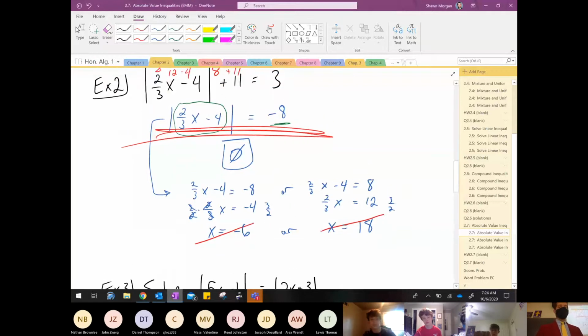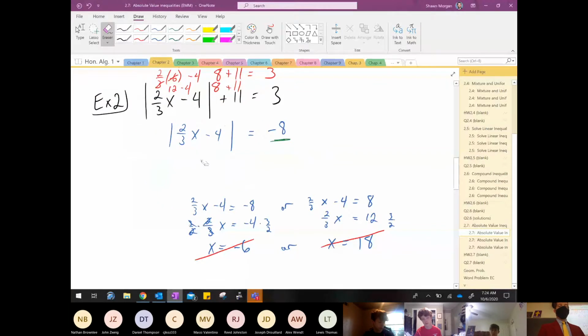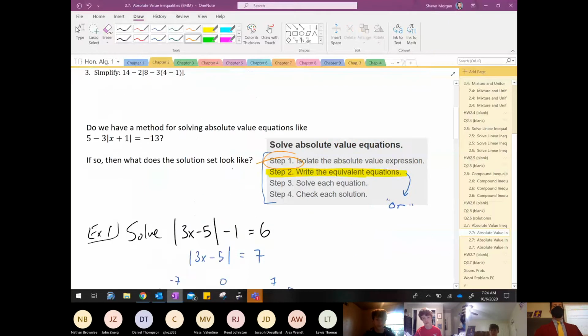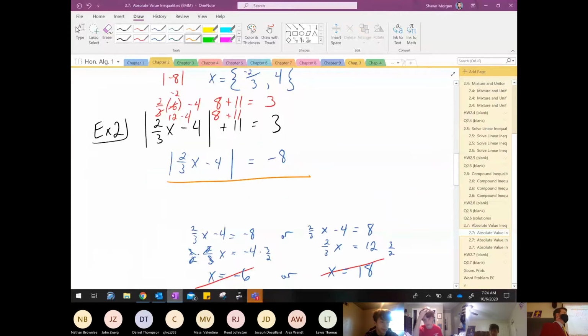Yes, sir. How do you know so early that it wasn't? So the question is, how did we know so early that it was no solution? Whenever you do that first step of your process, step number 1, isolate the absolute value expression. Alex had told us, let's subtract 11 from both sides. When I get to this step where absolute value is by itself, whatever it equals on the right-hand side, if it is negative, then I throw on the brakes and say, stop right there. I can't do anything else because absolute value is never negative. Really important question that Tiago just asked.